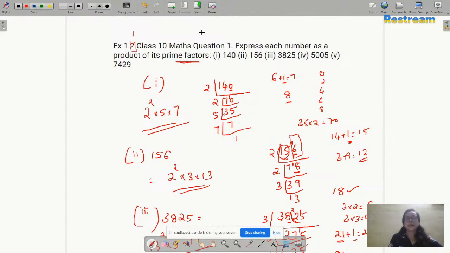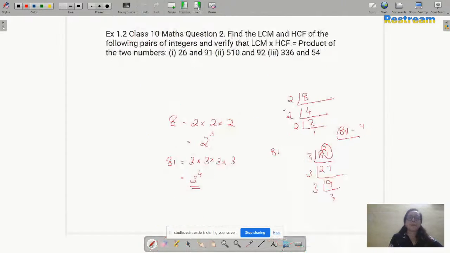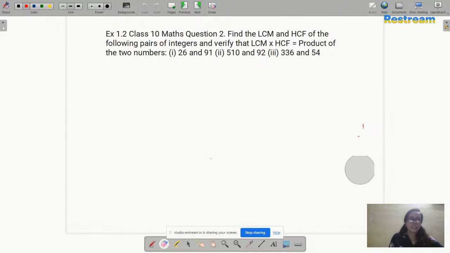Yes. So the next topic is regarding the fundamental theorem of arithmetic. Here we have to learn about the relationship between HCF, LCM and the product of two numbers. Exercise 1.2 is given directly, but before that I'll tell you what that relationship is.